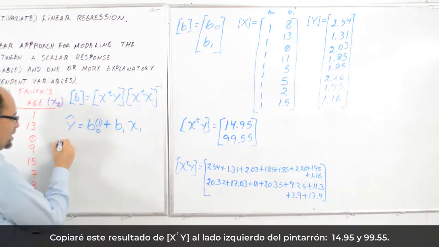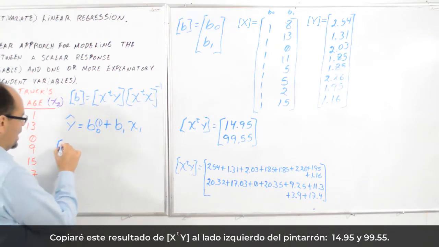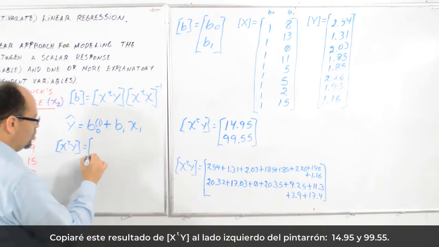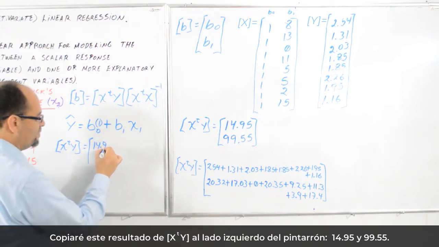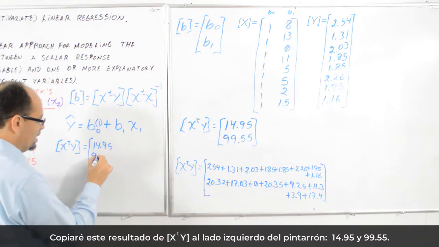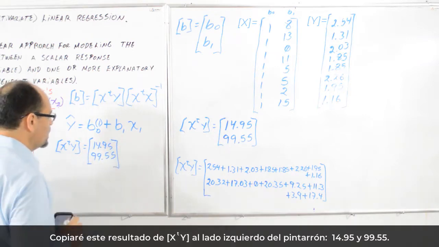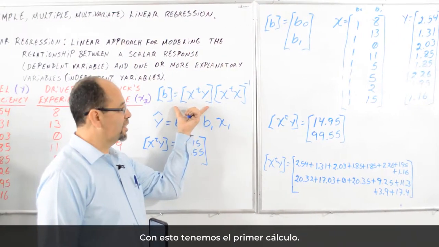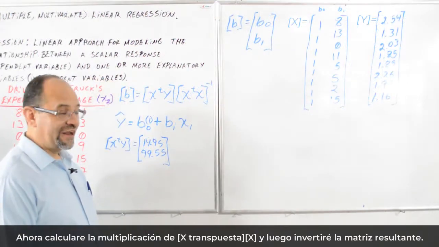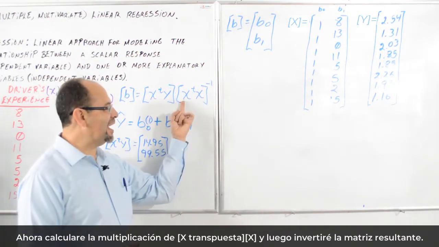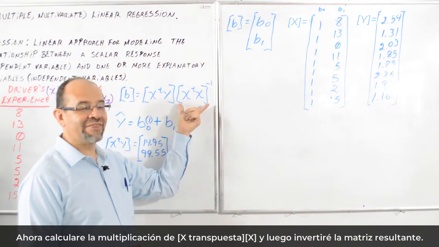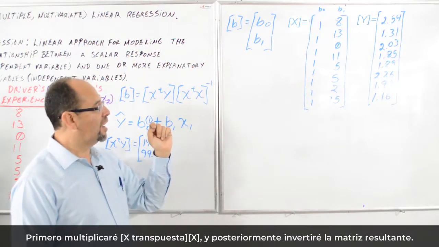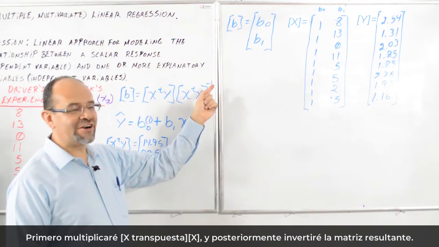I will copy that result, X transpose Y, which is equal to 14.95 and 99.55. Okay, we have the first calculation. Now I will be calculating X transpose X. Later I will be inverting this result.